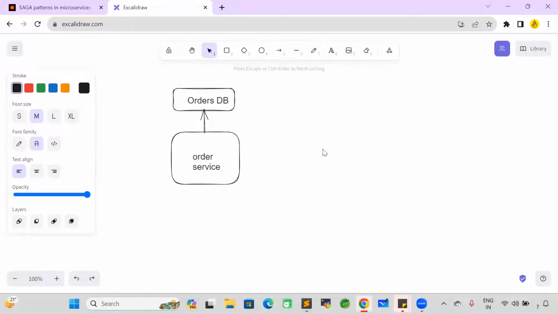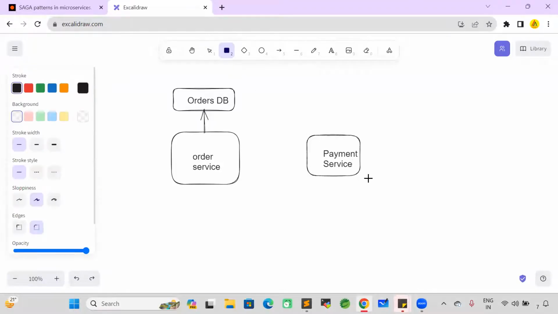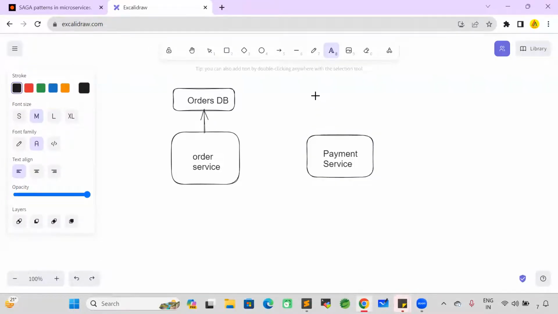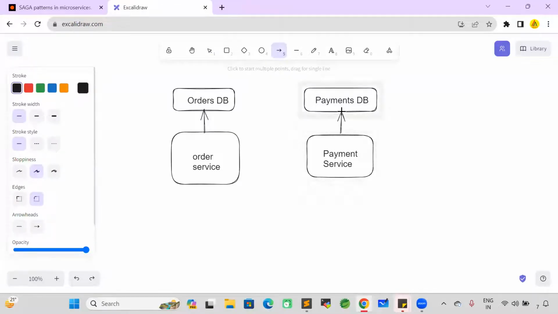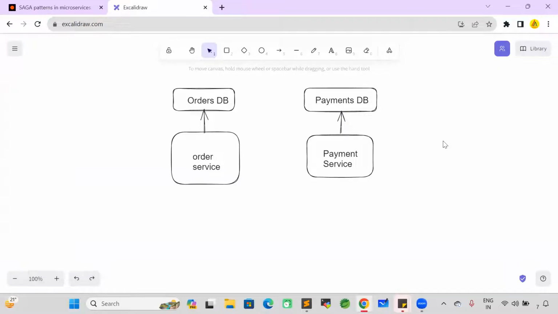Here, the payment service is available. It will maintain its own DB, the payments DB. The payment service maintains its own database.